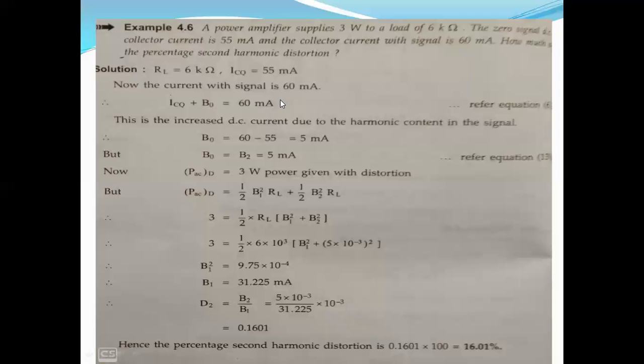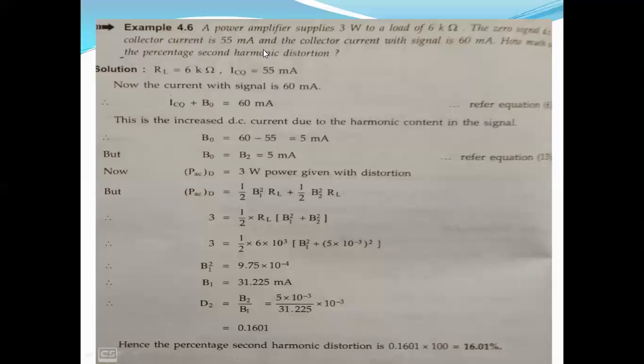And how much is the percentage of second harmonic distortion? So here we have to calculate the percentage of second harmonic distortion, that is percentage of D2. So what is the formula to find out the distortion? D2 is equal to mod B2 by B1 into 100. Okay, in terms of percentage, or D2 is equal to B2 by B1. So here we have to find out B2 and B1 values to find out the distortion. Okay, let us find those two values.